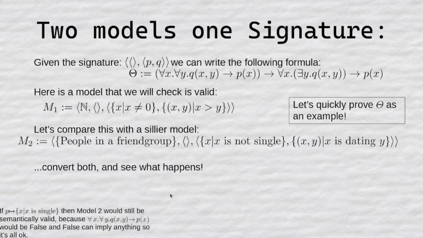So let's have a look at how we can use two different models on the same signature and the same predicate logic formula to get similar but different outputs. We've got our signature that contains no functions, and the predicates p of arity 1 and q of arity 2, and we're going to use the predicate logic formula theta. Theta is defined as for all x, for all y, if q of xy, then p of x, then for all x, if there exists y such that q of xy, then p of x.